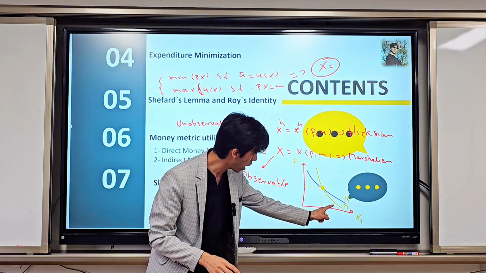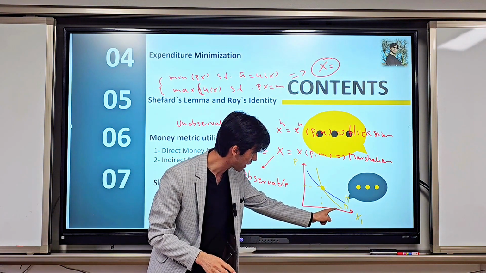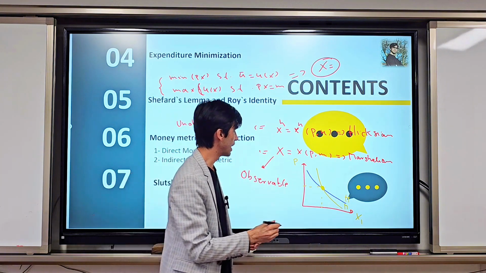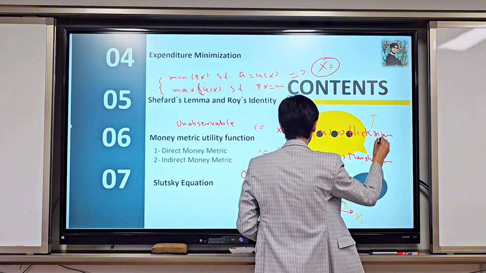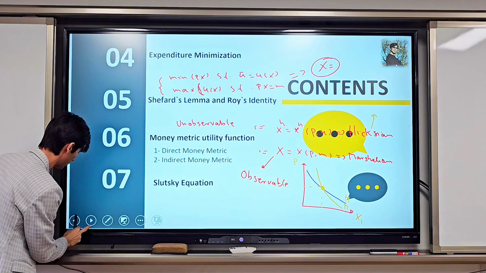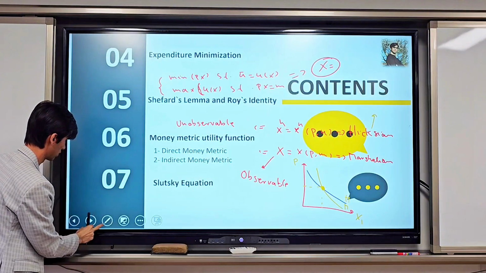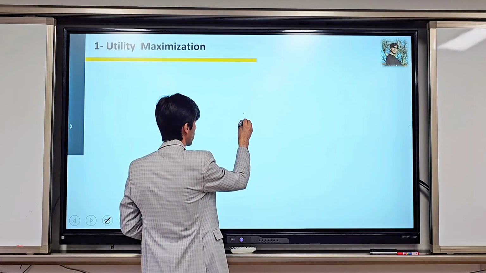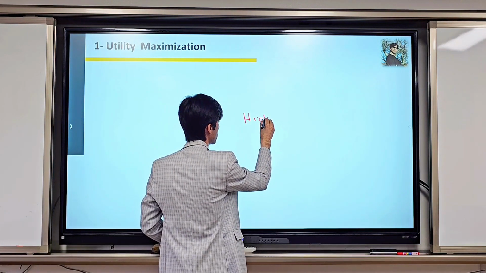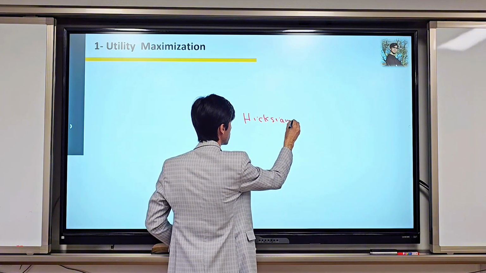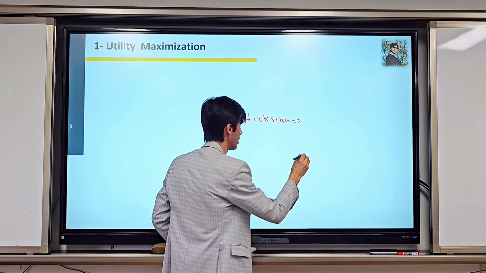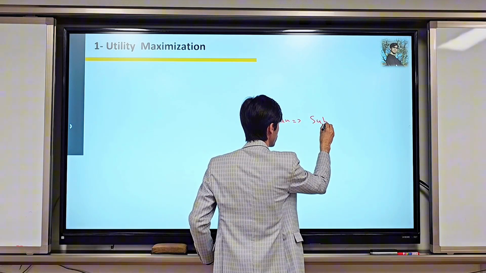But why is the Marshallian demand function steeper than the Hicksian demand function? Because the Hicksian demand function only shows the substitution effect.